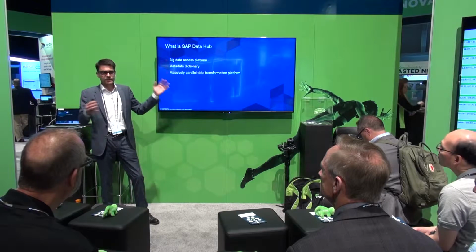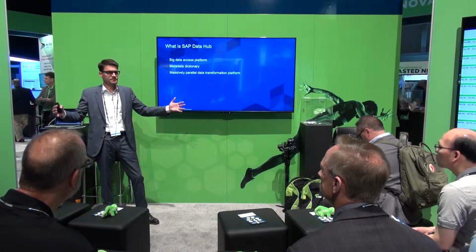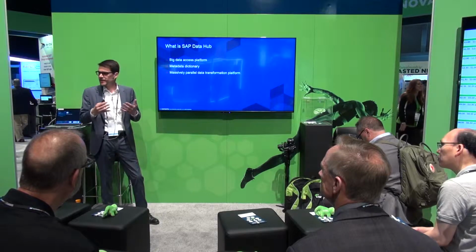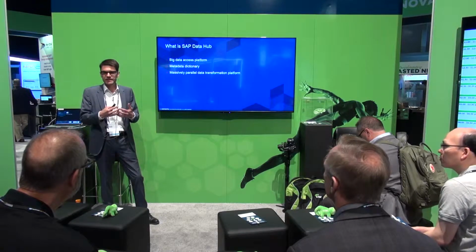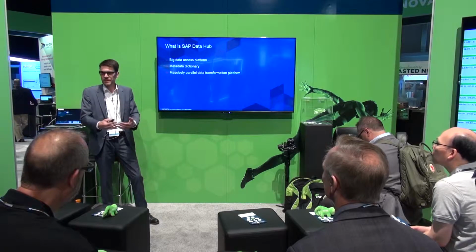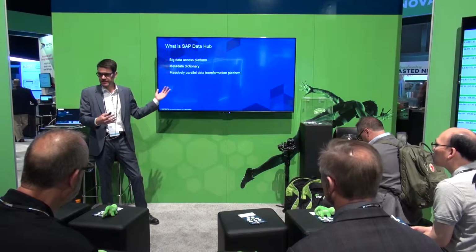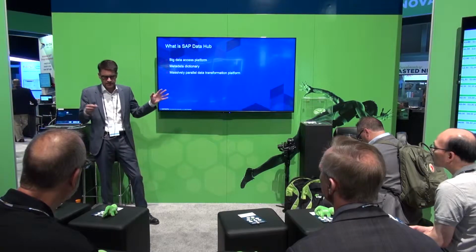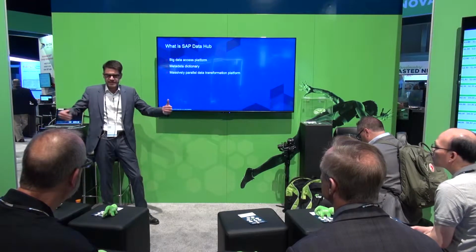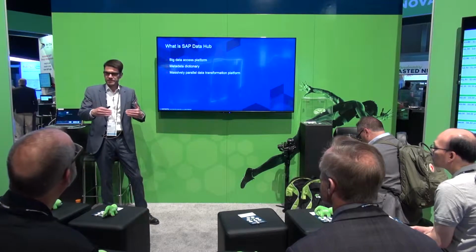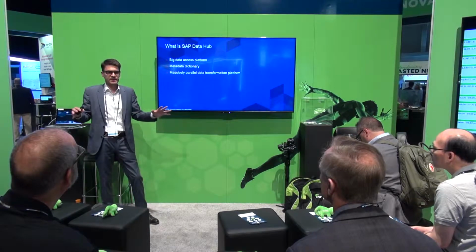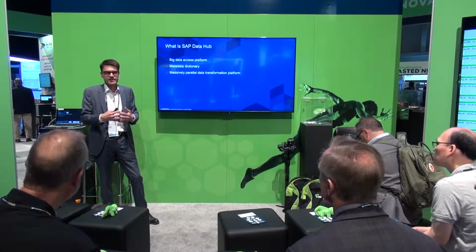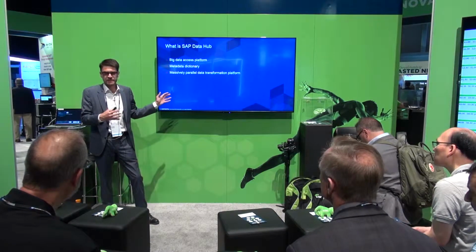Then you have all this data, but data is nothing. Information is everything. So to get to the information, you need some metadata information about your data, and that's what the Data Hub provides as well. It's a metadata dictionary. And then to process the data into information, which is massively distributed in those data lakes, you need a distributed data processing engine. And that's what the Data Hub is as well.